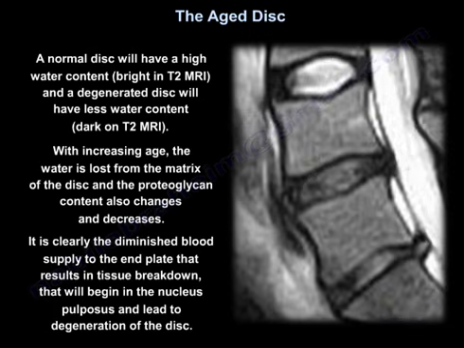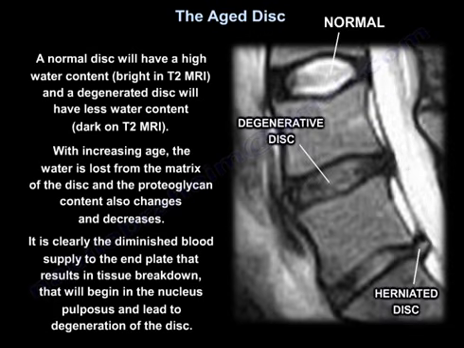A normal disc will have a high water content, which is bright on T2, and a degenerated disc will have less water content, which is dark on T2. With increasing age, the water is lost from the matrix of the disc, and the proteoglycan content also decreases. It is clearly the diminished blood supply to the endplate that results in tissue breakdown that will begin in the nucleus pulposus and lead to degeneration of the disc.